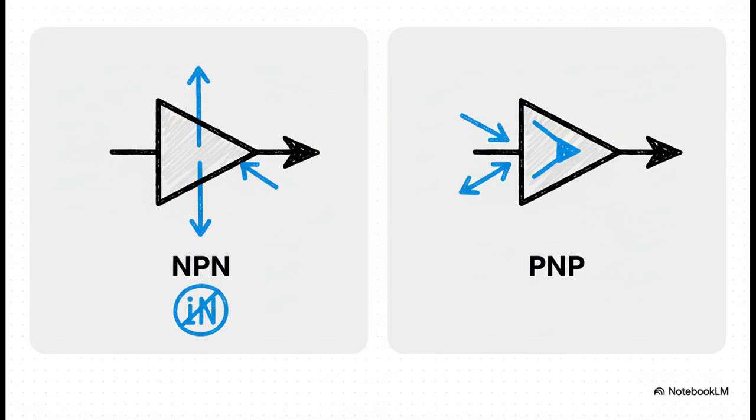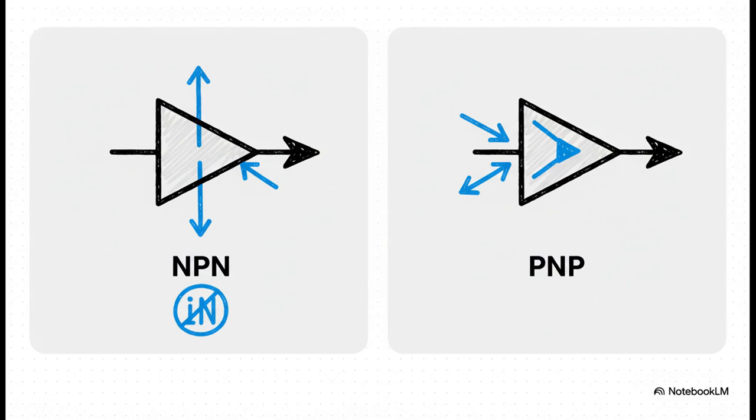Now, these BJTs come in 2 flavors, NPN and PNP. For what we're doing, the main difference is just which way the current flows and how you turn them on. And you can spot the difference instantly just by looking at the little arrow on the symbol. On an NPN, the arrow points out. On a PNP, it points in. And hey, here's an easy way to remember it. The mnemonic for NPN is not pointing in.